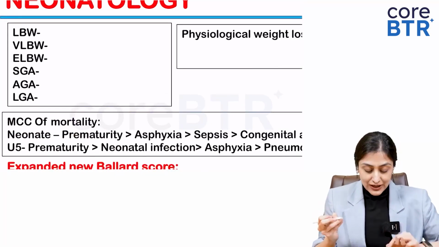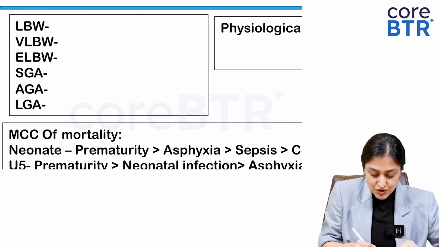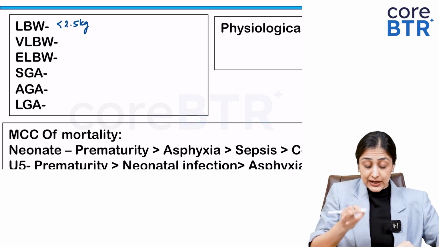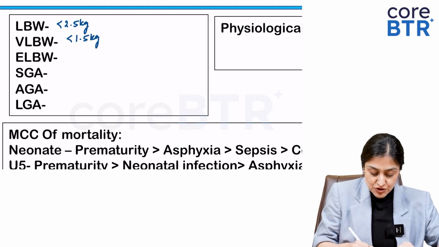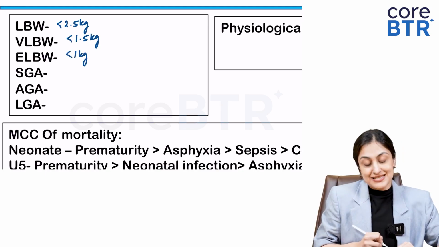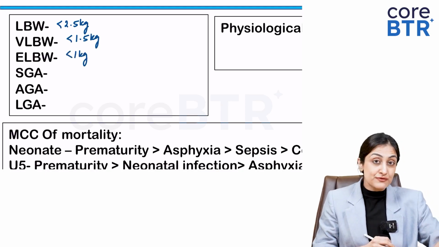So what do we call low birth weight? All of you know, any child whose birth weight is less than 2.5 kgs is low birth weight. Very low birth weight is any child whose birth weight is less than 1.5 kg. Whereas extremely low is less than 1 kg, right? So these are some specific terms.